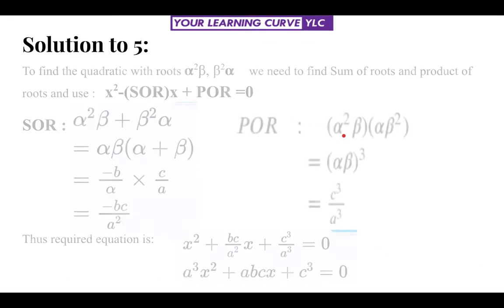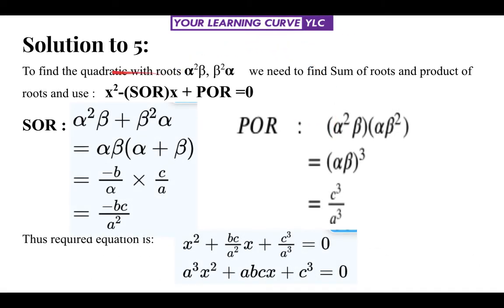Now let's discuss another one, that is alpha square beta and beta square alpha. We have to find a quadratic whose roots are these. Given ax square plus bx plus c equal to 0 has roots alpha and beta. So first we need to find the sum of roots. Alpha square beta plus beta square alpha. We will be taking out alpha beta common. We got alpha beta into alpha plus beta. So alpha beta is c by a and alpha plus beta is minus b by a. So we get minus bc upon a square.